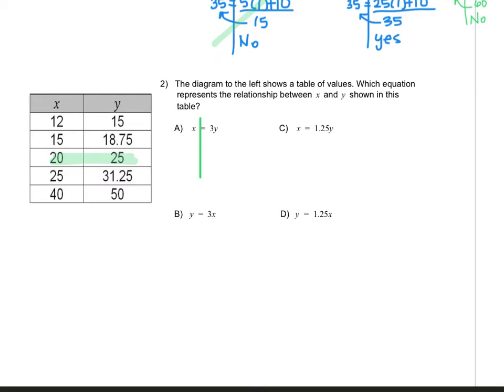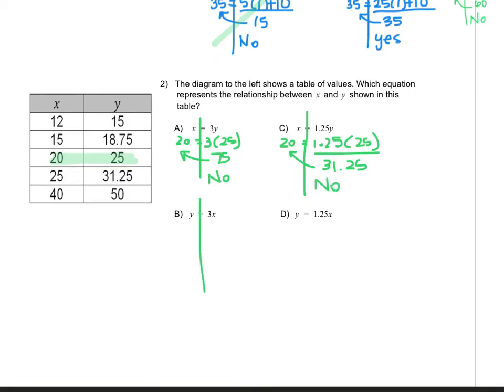Be careful because if you notice this one, it starts with the x. Now my x is 20, and then I'm going to do 3 times my y value of 25, and that's going to come out to be 75. Now, does 75 equal 20? No. Okay, continuing on. X value first on this one, so 20 equals 1.25 times 25, and when I calculate that, it's going to give you 31.25, which, looking there, nope.